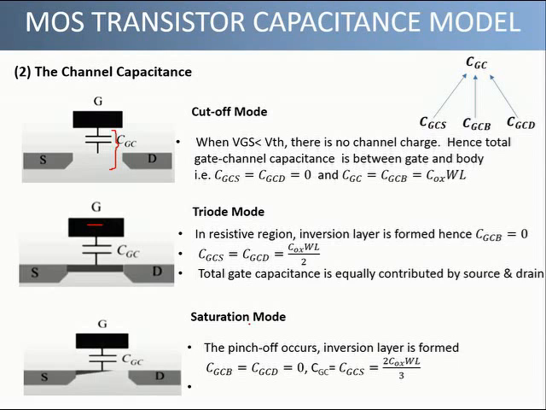Similarly, in saturation mode, there is a pinch off near the drain region. As a result, gate to drain channel capacitance is 0. Moreover, because this channel is cancelling the effect of gate to body capacitance, therefore gate to body channel capacitance is also 0. The only contribution of capacitance is from the source. So gate to source channel capacitance has a value equal to 2 Cox times WL by 3.